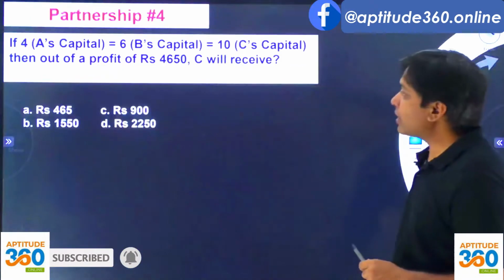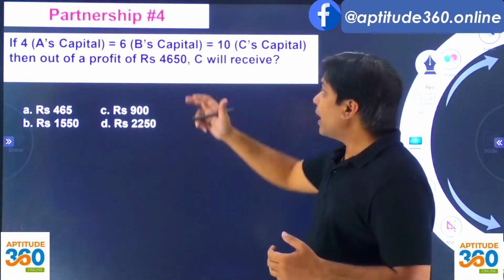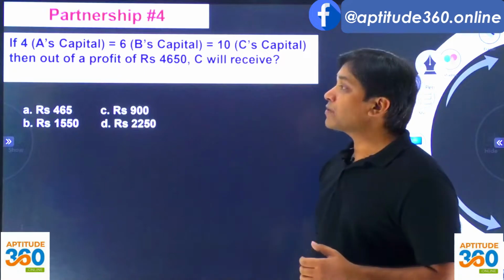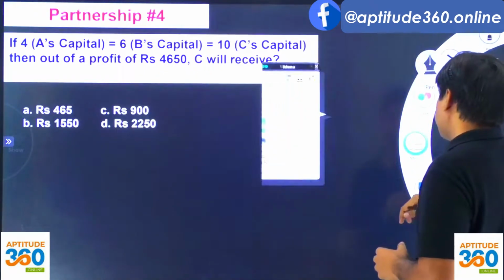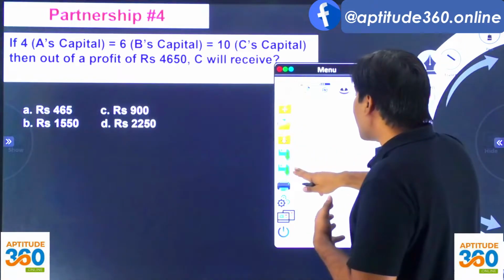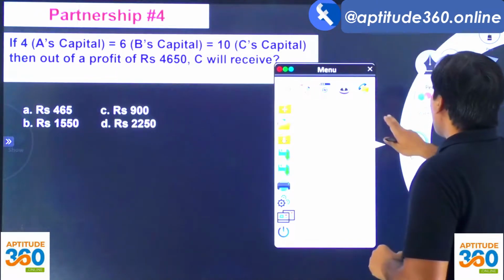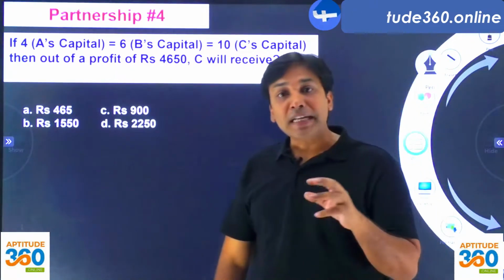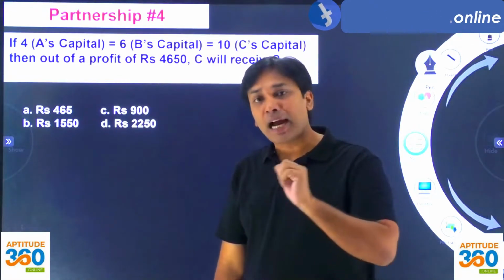So let us get started and simplify this question. It says that 4 times capital of A is equal to 6 times capital of B is equal to 10 times capital of C. Then out of this profit, how much C should be getting? Now, if I would know, because the time period of investment is same over here, isn't it? And if the time period of investment is same, then if I find out the ratio in which their capitals are invested, my work is done.